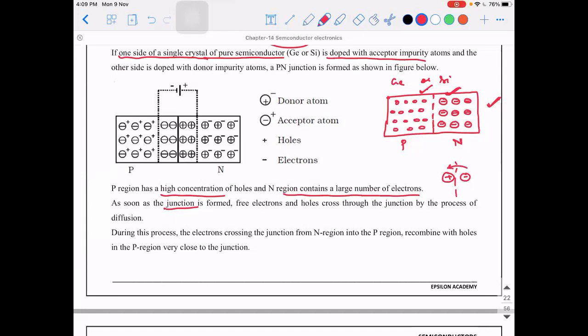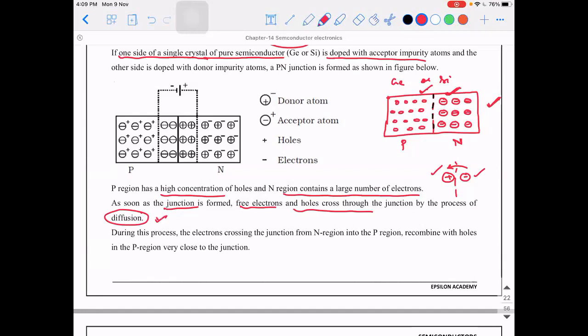The negative and the positive will try to recombine to become neutral, because this is having some energy and this is having some energy. Am I right? So listen, as soon as this dotted line of the junction is formed, the free electrons and the holes cross through the junction by a process called diffusion. So there are two important processes that will take place within a PN junction diode. One is called diffusion and the second is called drifting. Try to understand the difference.